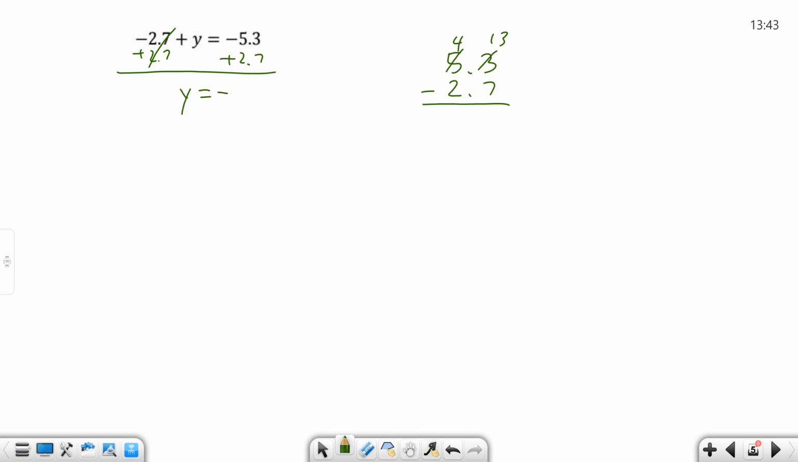I mean, way back to first grade when you learn how to subtract and borrow, or second or whenever it was. All right. So 13 minus 7 is 6, and then 4 minus 2 is 2. So 2.6 is your answer, and it's negative because 5.3 is bigger and it's negative. So y equals negative 2.6.